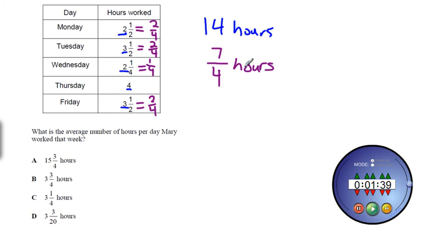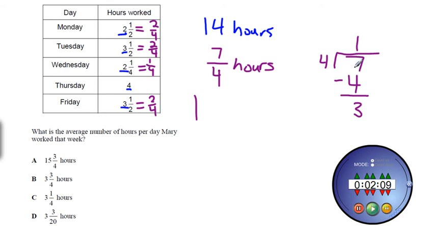So we have to combine these two, but I need to stop this from being an improper fraction, so we need to turn it back into a mixed number. So we can divide this out. 7 divided by 4. 4 goes into 7 one time. So that's going to be the whole number part of this. It's going to be 1 and something. So we finish dividing. 1 times 4 is 4. We subtract, we get 3.